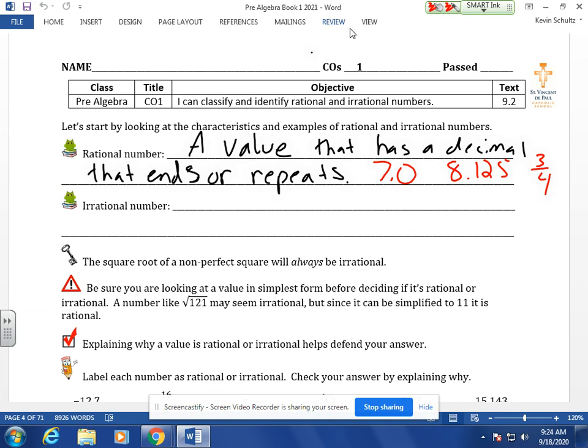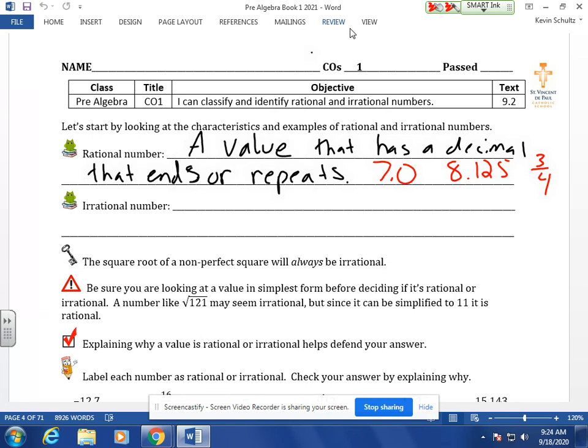Yeah. 0.75. 0.75. Does that make 3/4 rational? Does that decimal end or repeat? Yeah, right? 0.75. Done. Ends. So you can have rational numbers that are just like 7, because as a decimal 7.0, that ends. You can have them in decimal form, like 8.125, that ends. Or you could have them in fraction form, because as a decimal 3/4, 0.75, that decimal ends.